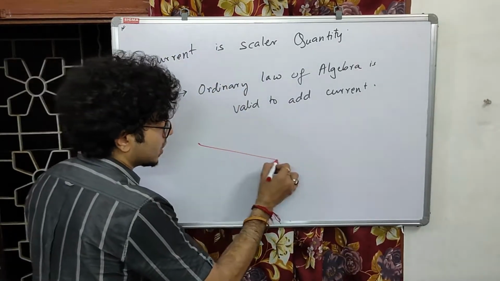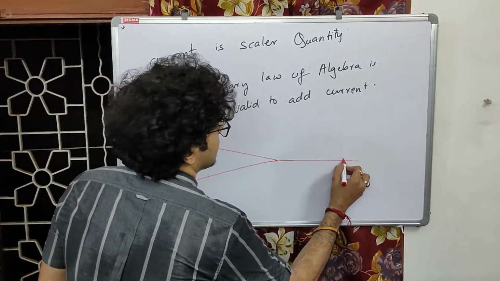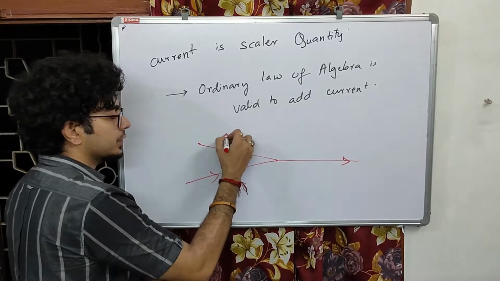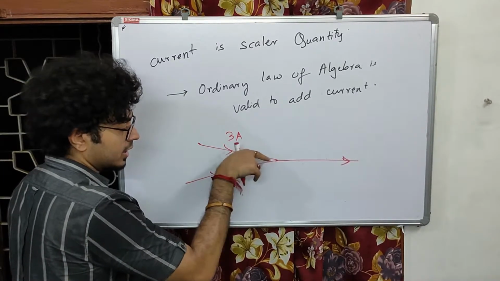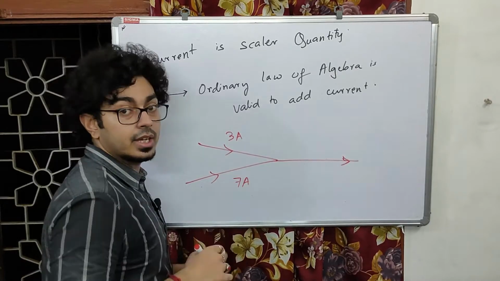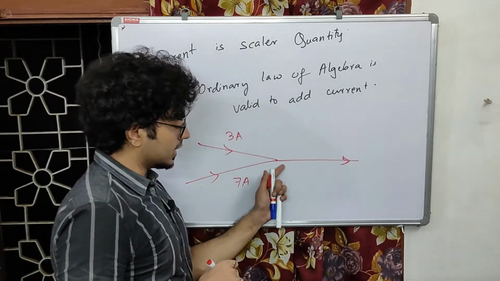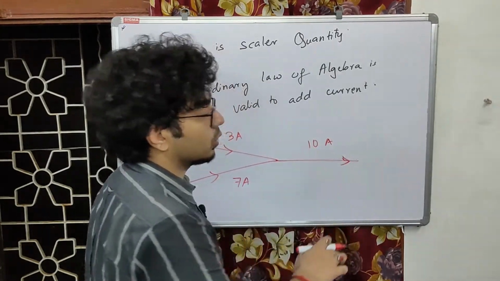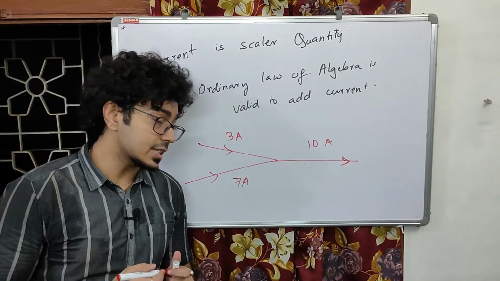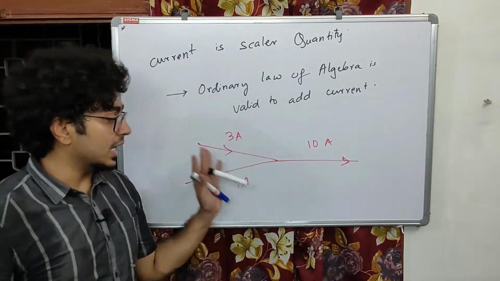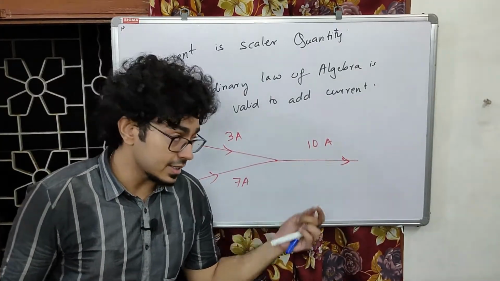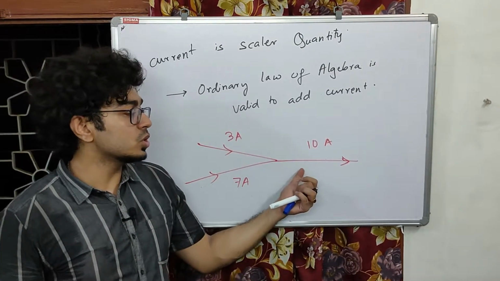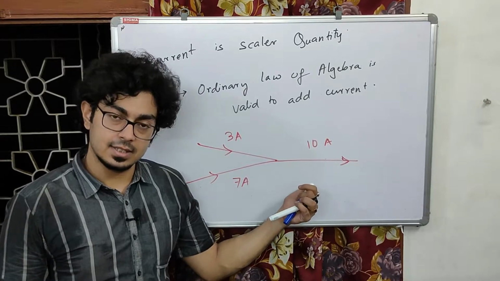Suppose here is a conductor, another conductor, and there is a net joining of these conductors and current is flowing. If 3 ampere is flowing through here and 7 ampere is flowing through this conductor, ultimately 10 ampere is going to flow through this conductor. Just see here, I have done nothing. I have done simply addition, that is scalar addition. So the ordinary law of algebra is being used to add currents in this circuit, right?